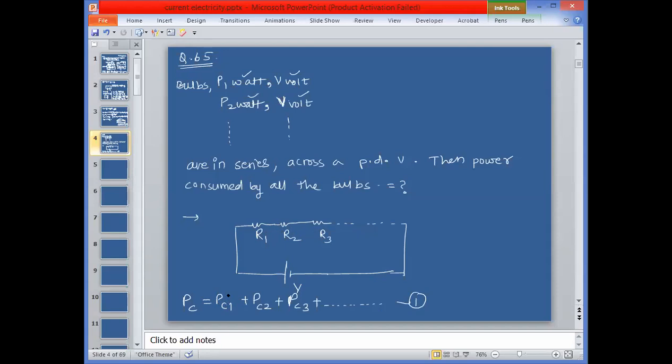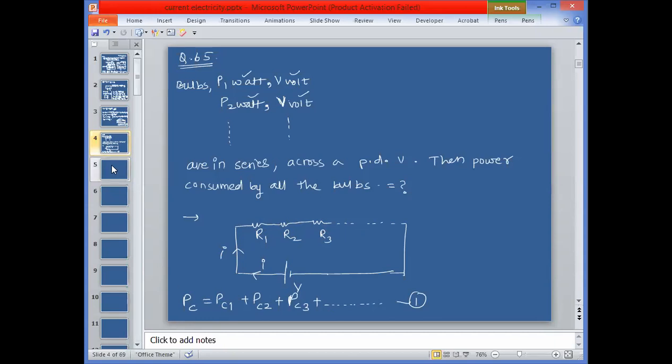Now our task is to find out power consumed by the first resistance, power consumed by the second resistance, power consumed by the third resistance. We can assume n resistances are there. We can find current in the circuit, and I square R1, I square R2, I square R3. Why am I not saying I1, I2, I3? Because these all resistances are in series. So I can say I square R1, I square R2, I square R3 and so on.